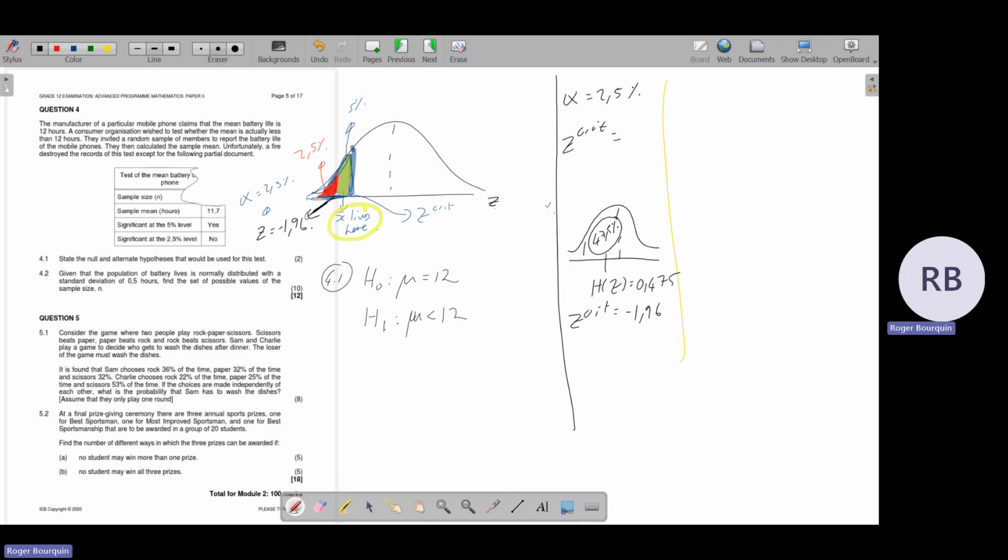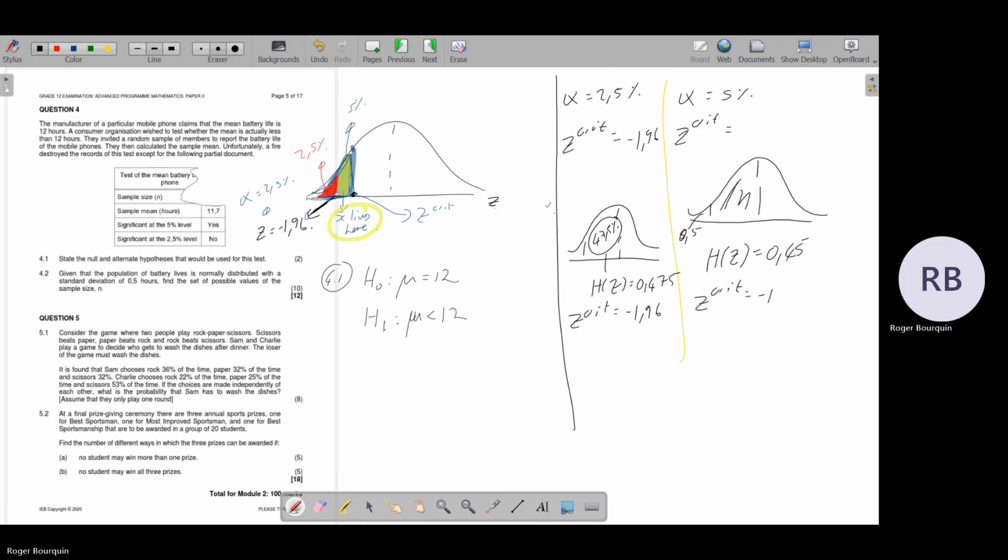Now I need to find the Z score that goes over here, right? So there I'm looking at alpha equal to 5%. The critical Z score, negative 1.64. So what are you going to look up? If it's 5%, you're going to look up an area of 0.45. Do you agree? So go look up an area of 0.45. What do you get? Negative 1.645. So now this Z score over here is negative 1.645.